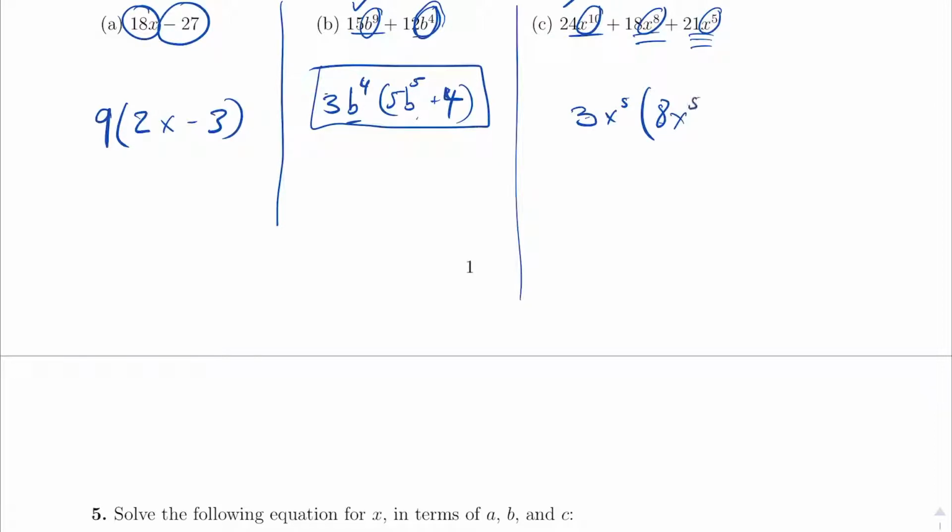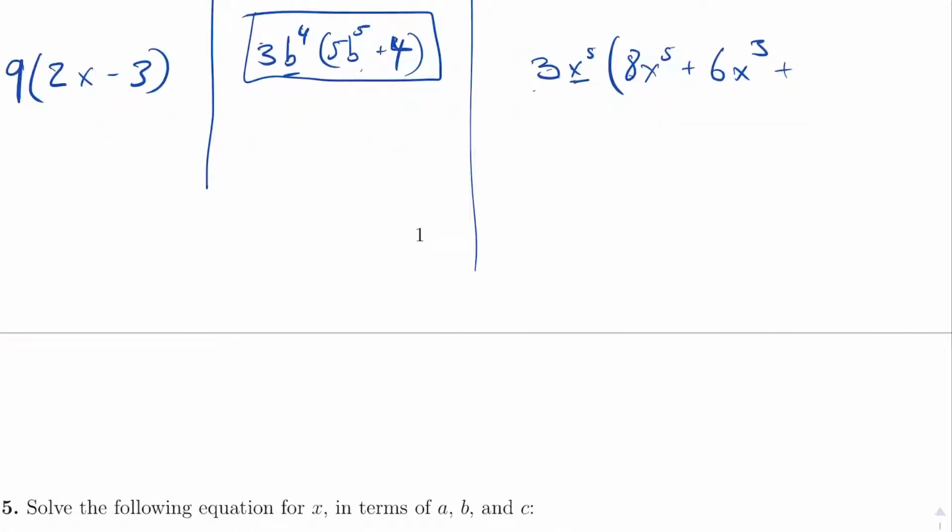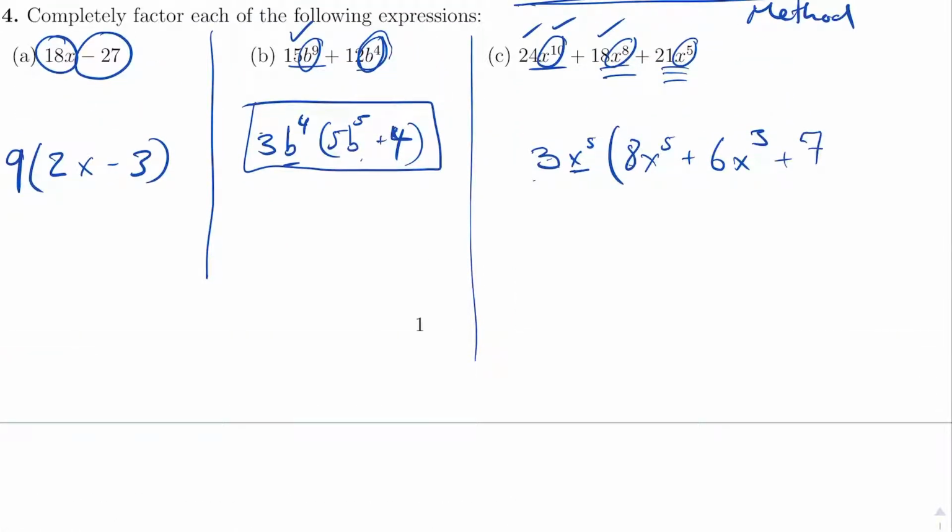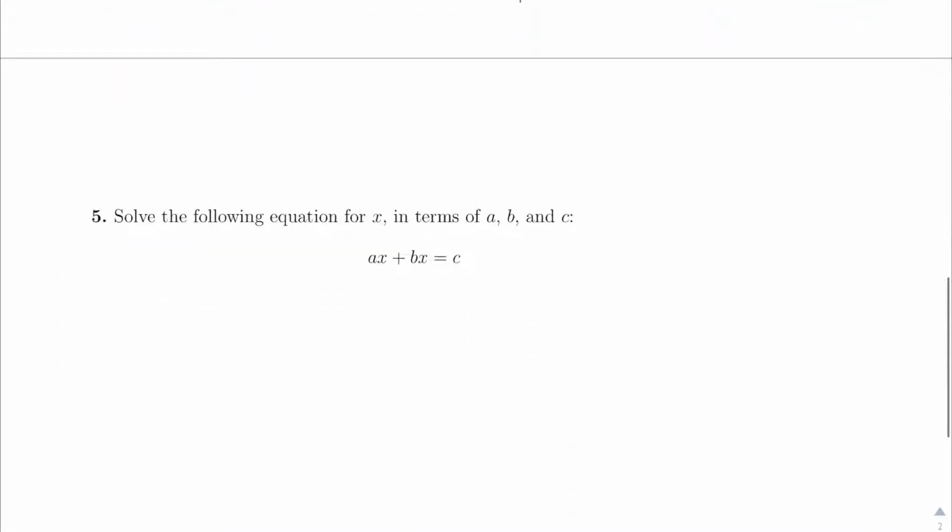x to the 5th times x to the 5th is x to the 10th, plus 3 times 6 is 18. If we factor out 5 x's, that leaves us with x to the 3rd. 3 times 7 is 21. And if we factor out 5 x's, we're not left with any x's there. And so we're done using GCF there.